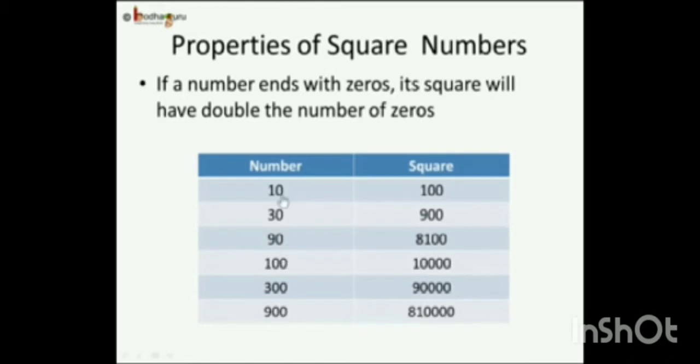So if a number has a certain number of zeros here, say 2 zeros or say 3 zeros, like 9,000, then its square will have double the number of zeros. So if it has 3 zeros here, it will become 6 zeros here.